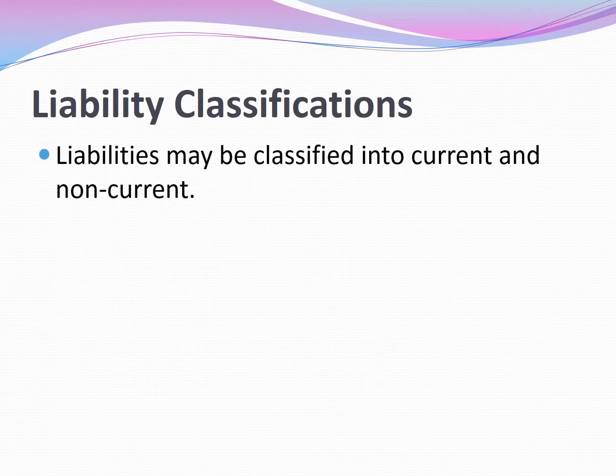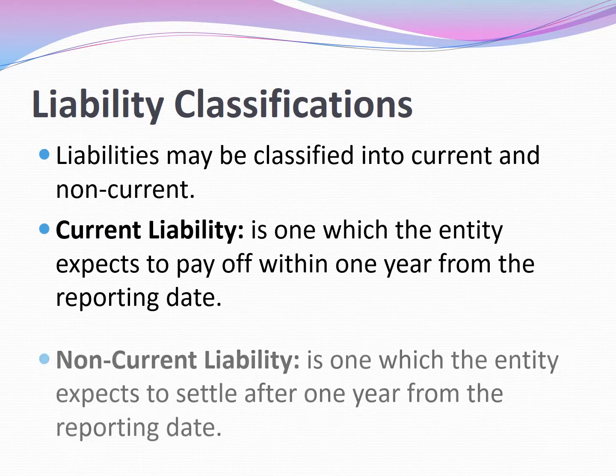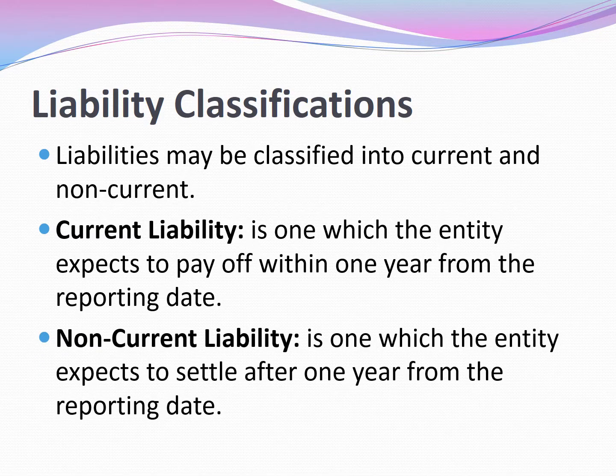Liabilities may be classified into current and non-current. The distinction is made on the basis of the time period within which the liability is expected to be settled by the entity. A current liability is one which the entity expects to pay off within 1 year from the reporting date. A non-current liability is one which the entity expects to settle after 1 year from the reporting date.